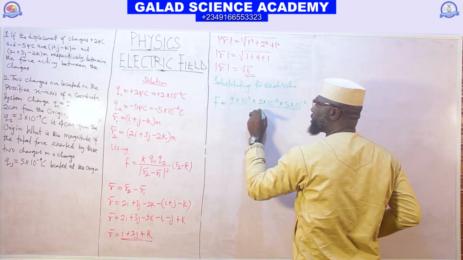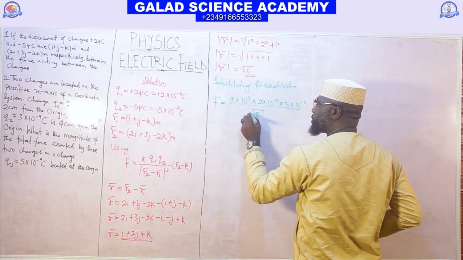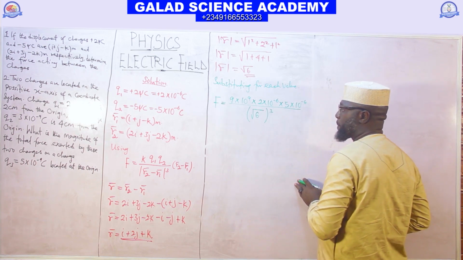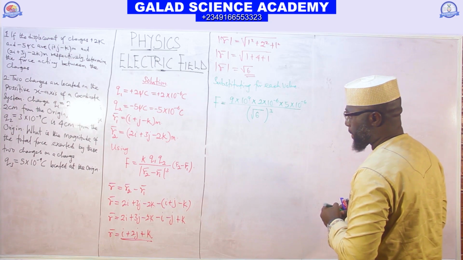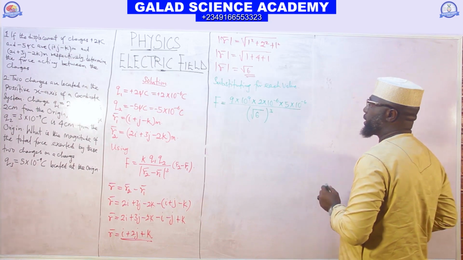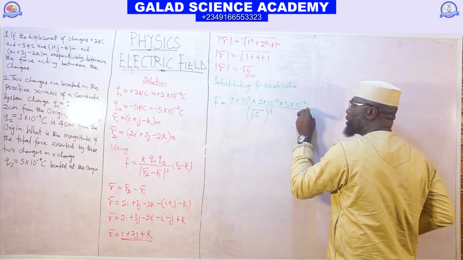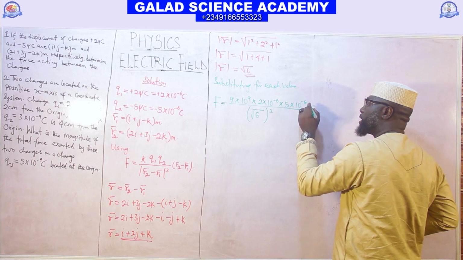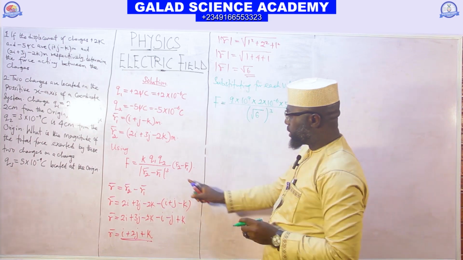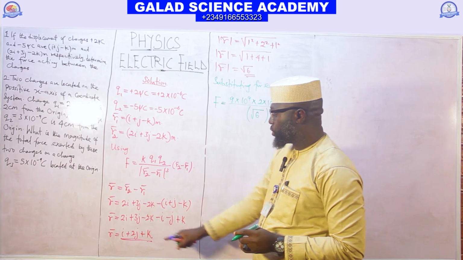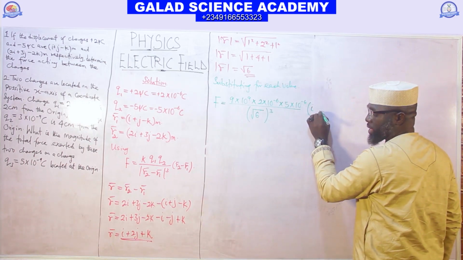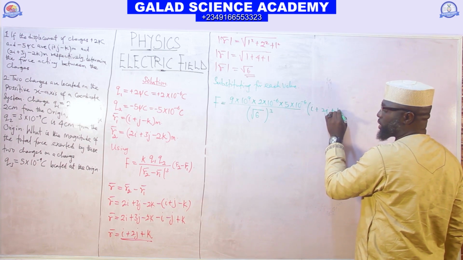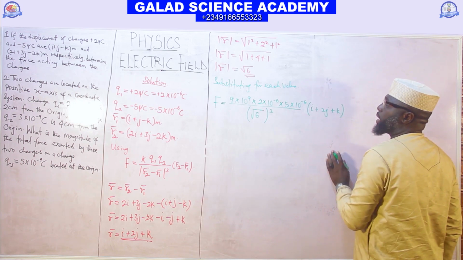So what is this R magnitude? It is root 6. Our R magnitude is root 6, everything raised to power 3, and multiplied by, or let me put it into the bracket, R2 minus R1, which is I plus 2J plus K. That's it.